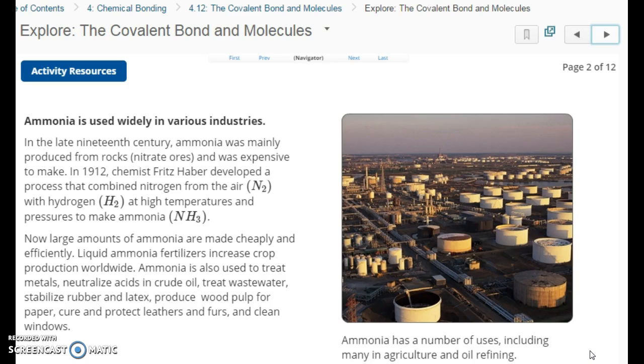Liquid ammonia fertilizers increase crop production worldwide. Ammonia is also used to treat metals, neutralize acids in crude oil, treat wastewater, stabilize rubber and latex, produce wood pulp for paper, cure and protect leathers and furs, and clean windows.